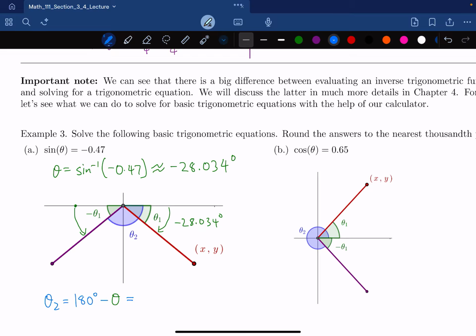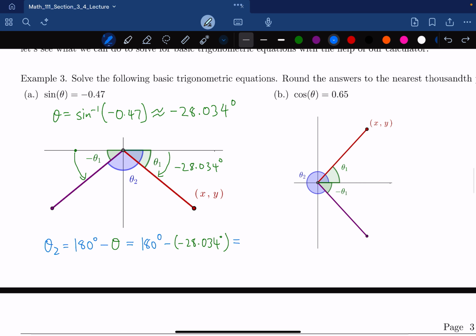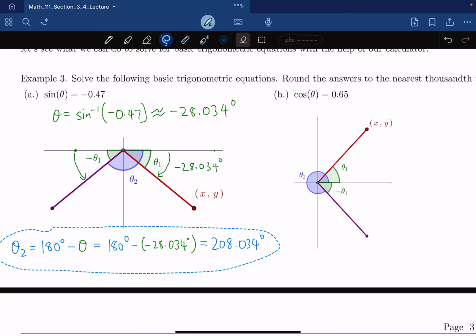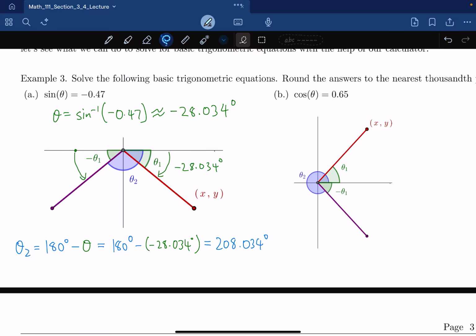So let's do 180 degrees minus theta 1, which is negative 28.034 degrees. And of course, a double negative gives you a positive. So the answer here is just going to be 208.034 degrees. Okay, so my second answer can be found this way.